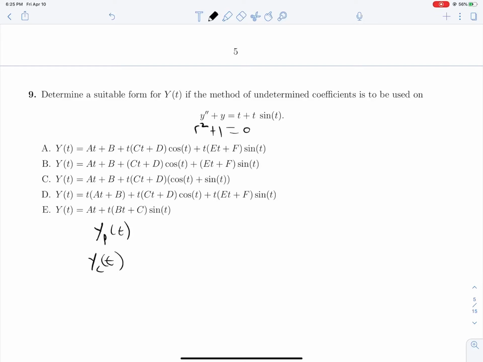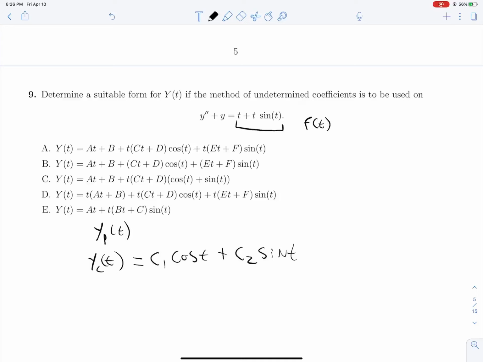So our yc will have the form c1 cosine t plus c2 sine t. And that's because this will give us roots of plus or minus i. And when we have two imaginary roots like that, the coefficient on those roots goes in front of the t in both of these, and we get a sine and a cosine. This is important, though, because we see that in the non-homogeneous portion, I think they call it f of t, we have a sine t.